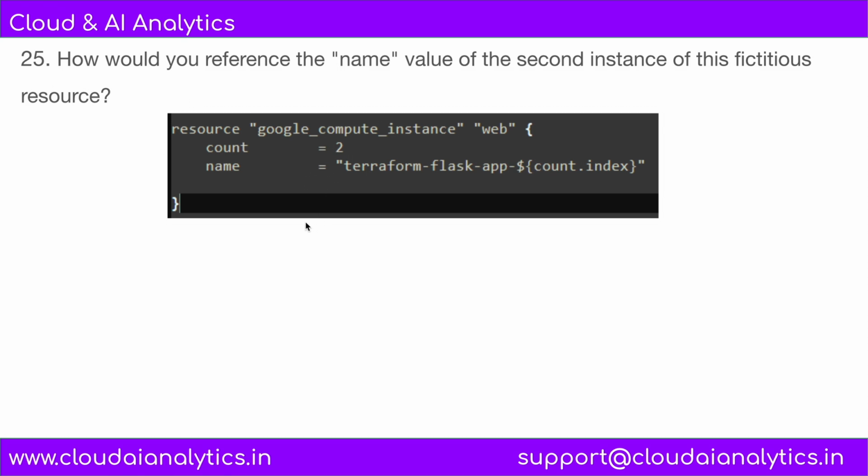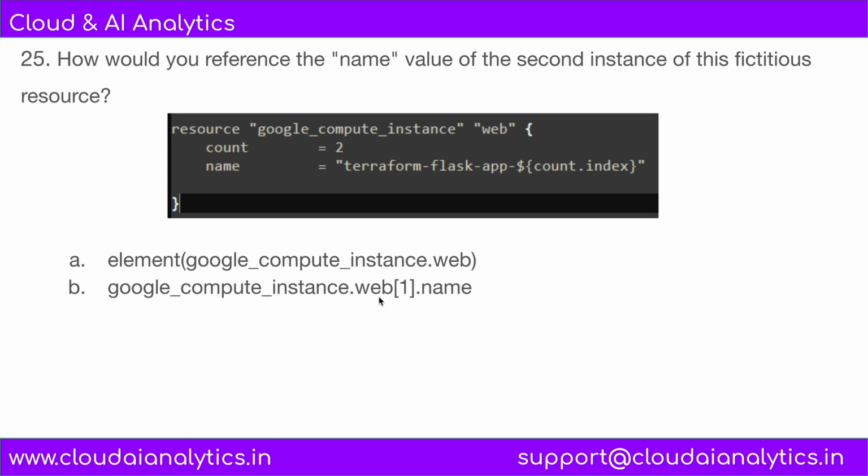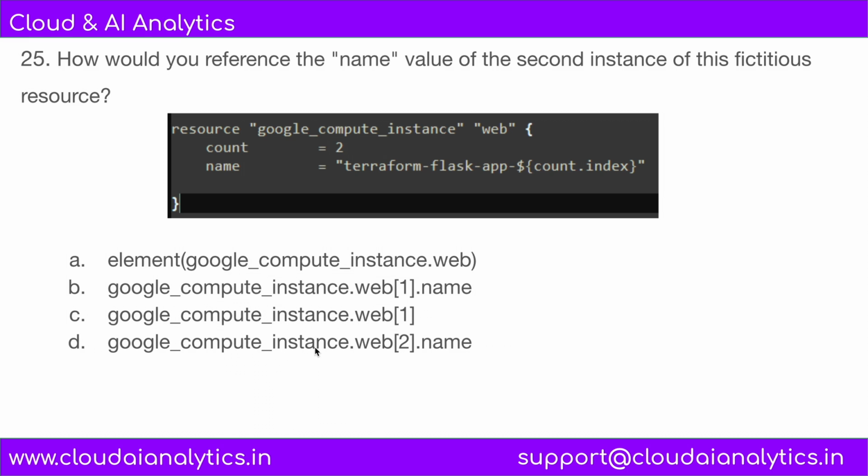Now we will go through the options. Option A, element google_compute_instance.web. Option B, google_compute_instance.web[1].name. Option C, google_compute_instance.web[1]. And option D, google_compute_instance.web[2].name. And option E, google_compute_instance.web[*].name. So now pause the video, go through the question and also the options and come up with the answer.